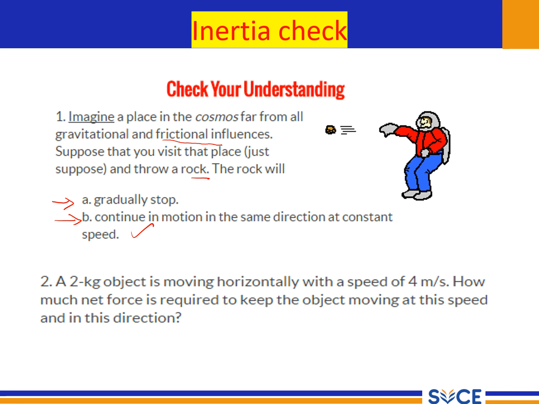Similarly, a 2 kg object is moving horizontally with a speed of 4 meters per second. How much net force is required to keep the object moving at this speed and in this direction? The net force is not required at all, because the object is already moving. It will keep moving unless you want to stop it, and only then is additional force required. So the net force required here is 0. You have to see the term net force. The force is already there that put the body in motion.